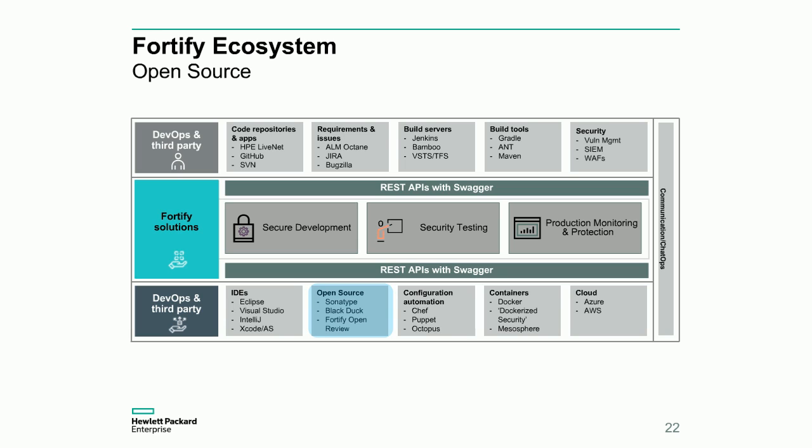Additionally, you may have seen the announcement on this, we have also enabled our ecosystem so that a partner like Black Duck has integrated with SSC, Secure Software Center, so that the open source vulnerabilities are now visually represented within SSC. So it provides capabilities and insight both in our on-demand products as well as our on-prem products for customers that need to see that open source view and get a better holistic view of vulnerabilities associated with the code itself.